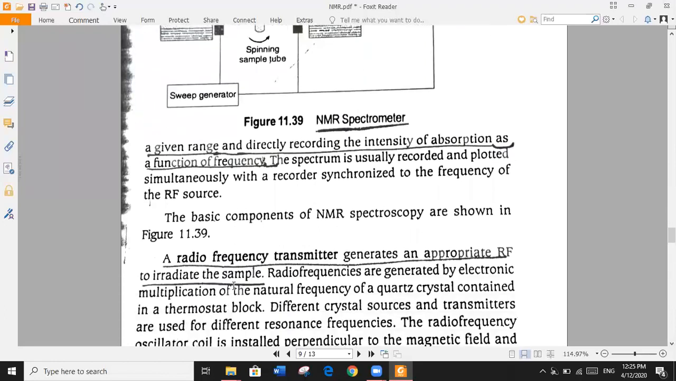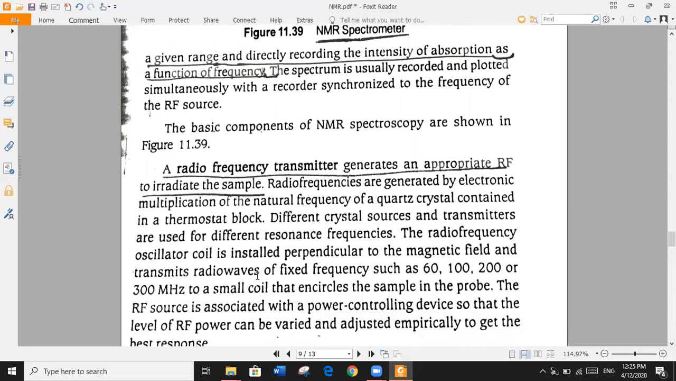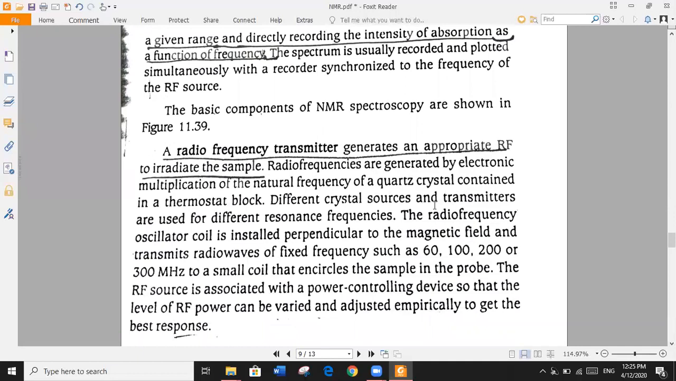About the basic components: a radio frequency transmitter generates an appropriate RF to irradiate the sample. Radio frequencies are generated by electronic multiplication of the natural frequency of a quartz crystal contained in a thermostat block. Different crystal sources and transmitters are used for different resonance frequencies.